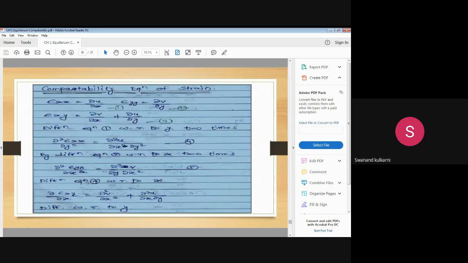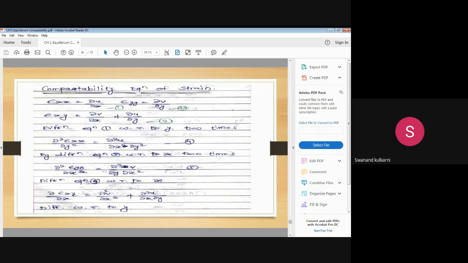Is it okay? Then let us differentiate equation 3, which means epsilon xy is given as ∂v/∂x plus ∂u/∂y. So epsilon xy is ∂v/∂x plus ∂u/∂y. And this particular equation 3 is differentiated here. So what is the message? Just try to understand this message. Differentiate equation 3 with respect to x. So after differentiating this equation 3 with respect to x, what did we get?